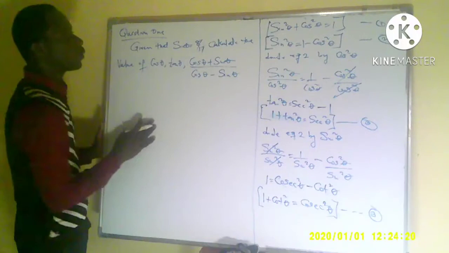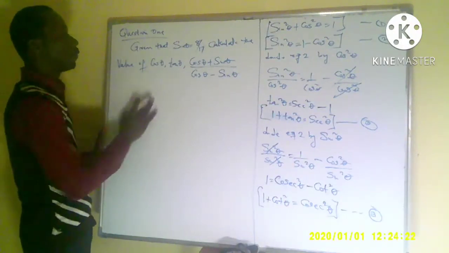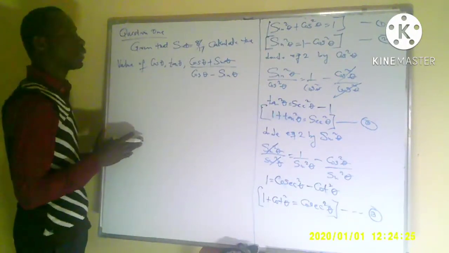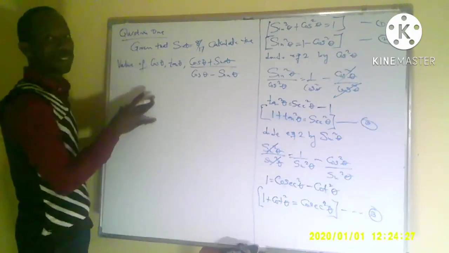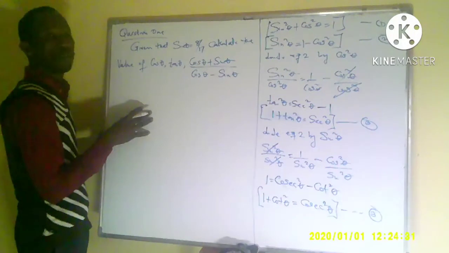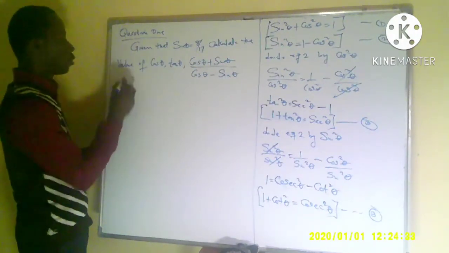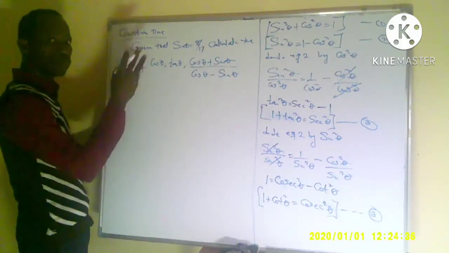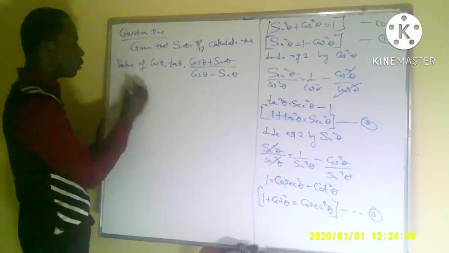Given that sin theta is equal to 8 over 17, calculate the value of cos theta. Know fully well that whenever a question like this is given to you, you don't need to bother a lot. You just have to know how to utilize your triangle. Remember trigonometry, triangle, tree. So draw your triangle.